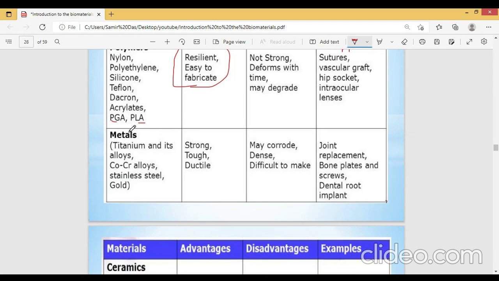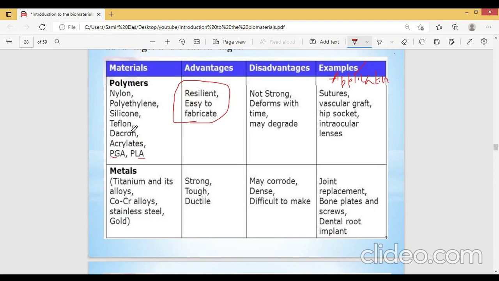Now come to the metal based biomaterials. Metal based biomaterials are such as titanium and its alloys, cobalt chromium alloys, stainless steel, gold, etc. Strong, tough and ductile as well, but may corrode, dense and difficult to make. Applications: joint replacement, bone plates and screws, dental roots, implants as well.